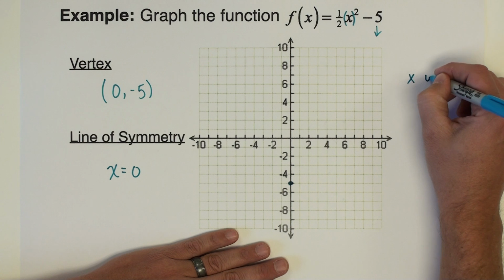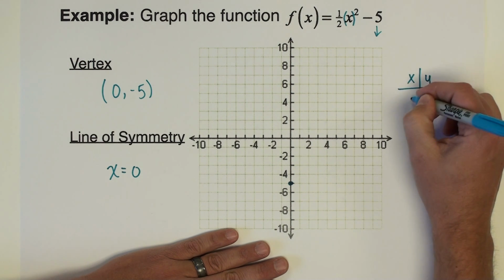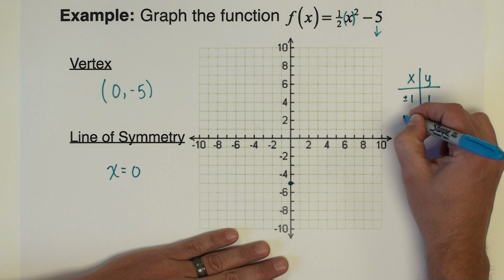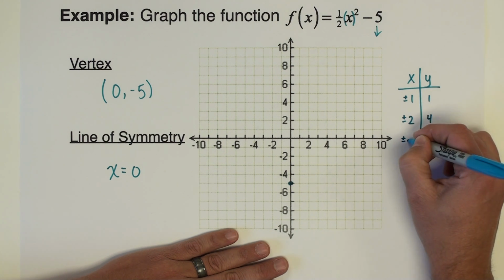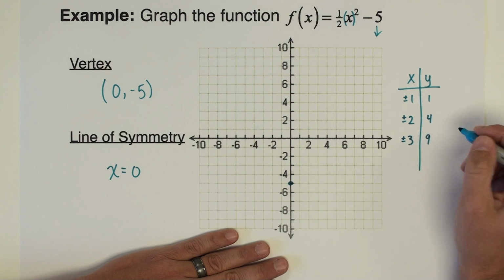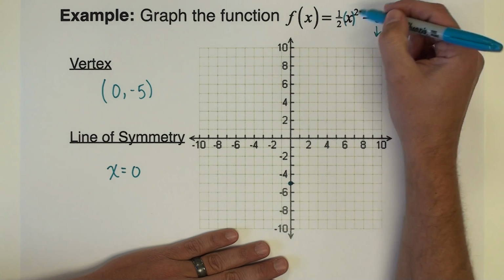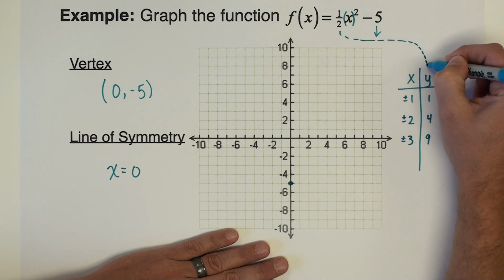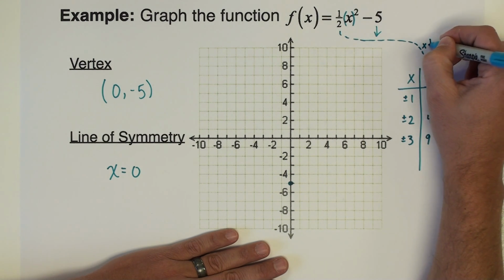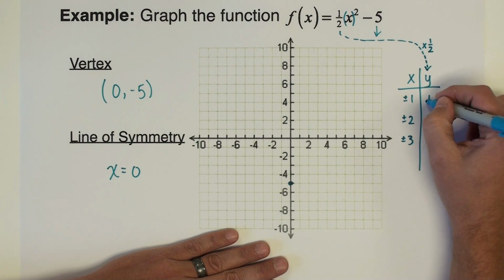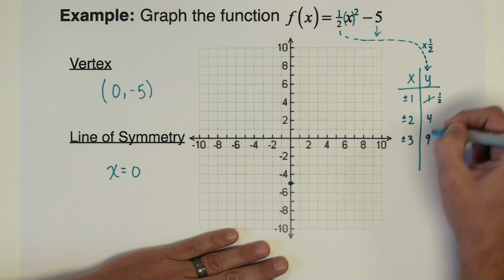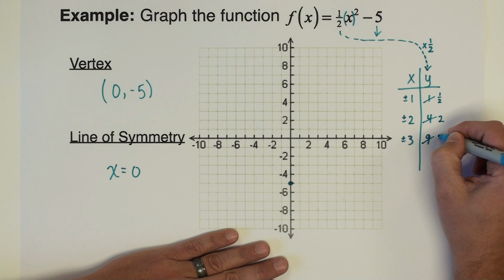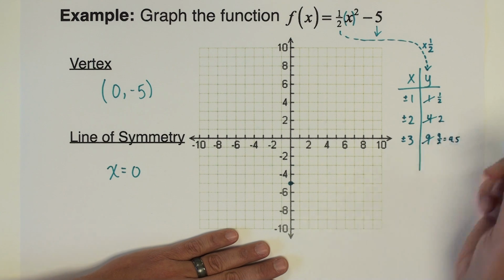Now our table of values. So plus or minus 1 gives 1, etc. The same table we've been using, like so. Now the half in front is going to shrink all these values, but we're just going to multiply everything by half. So what's half of 1? It's half. What's half of 4? We get 2. Half of 9, we get 9 halves, which is 4.5.